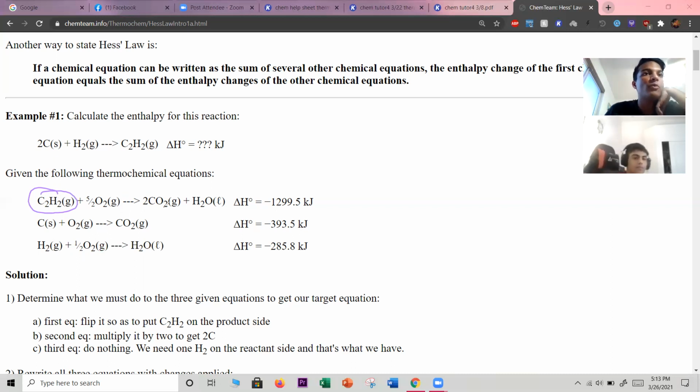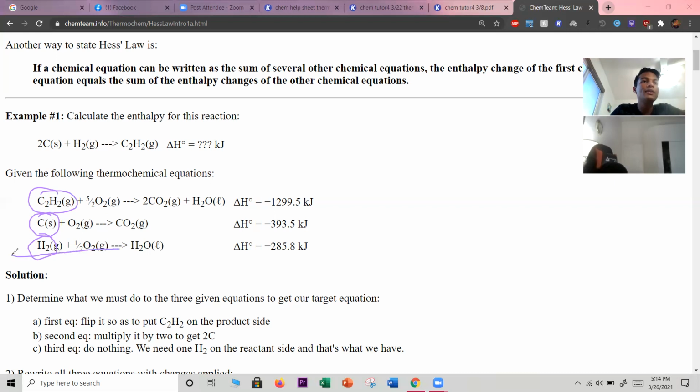I'll circle that. What about CO2? No, there's another CO2 there. H2O? No. What about C? There's nothing else. There's C2, but they're different, so I'll circle that. What about H2? There's no other one, so that's unique too. Yeah, just those three.